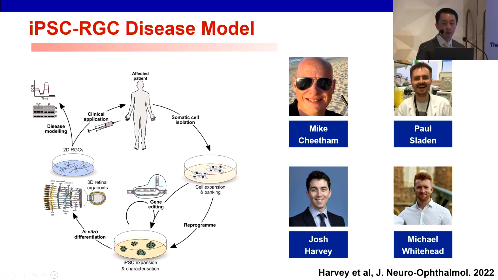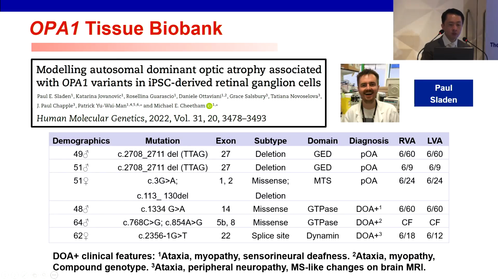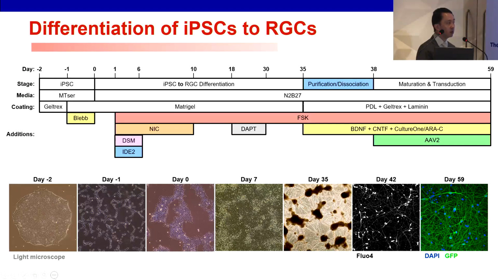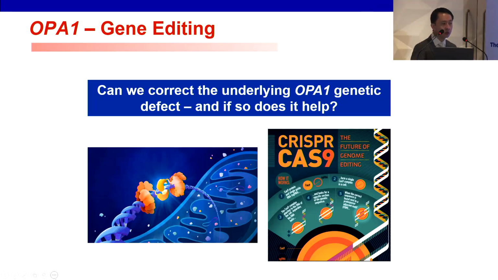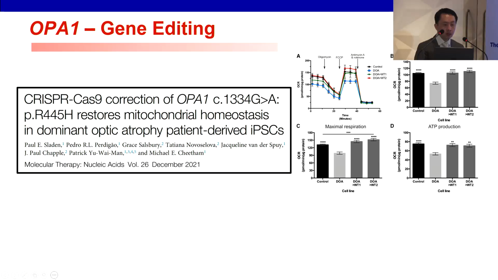To cut a long story short, we basically converted a group of OPA1 patient-derived fibroblasts into these iPSCs, and then by using a very elegant and time-consuming protocol, you can convert these iPSCs into retinal ganglion cells. So rather than correcting the problem later on down the line, can we actually correct the underlying genetic defect to try and prevent disease from progressing? As a proof of principle, we carried out this study where we used CRISPR-Cas9 to correct the underlying genetic defect.